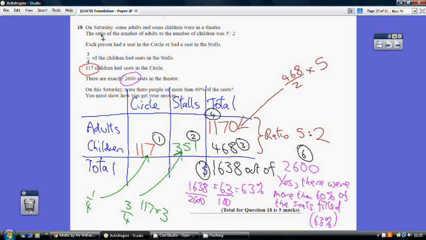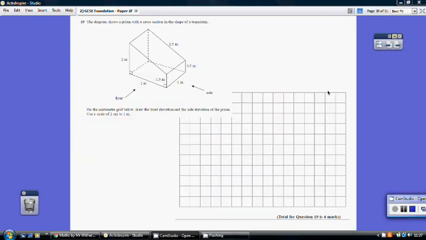Now back up to the fact near the beginning, the ratio of adults to children is 5 to 2. So there are 5 adults for every 2 children. So 468 represents 2 shares, the 2 children. So if I divide that by 2, that gives me 1 share. Multiply that by 5, that tells me that there are 1,170 adults present. So 1,170 adults, 468 children, so that's 1,638 people in total at the cinema.